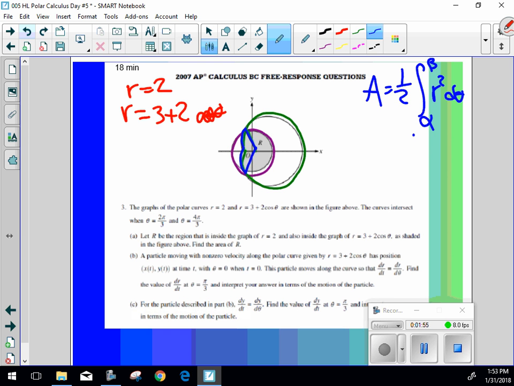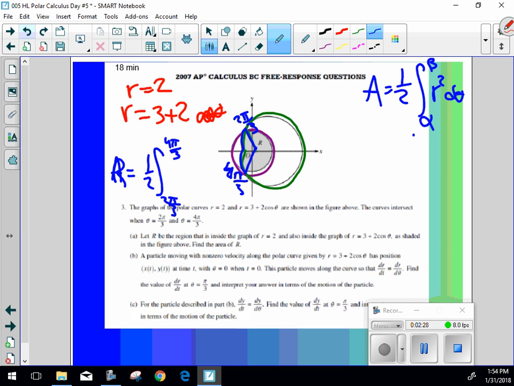Okay. In part A, it says, let R be the shaded region. Find the area of it. Not only set it up, but find it. We can do that. We're going to do this blue region. They're calling it R. That's going to be 1/2, and we're going to go from 2 pi over 3 to 4 pi over 3.